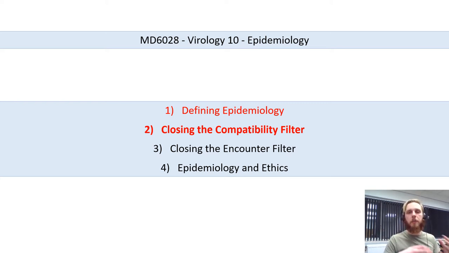So firstly, we're going to be talking about this compatibility filter and the different strategies that we can use to close this compatibility filter. And again, by closing the compatibility filter, what we mean is by making more individuals incompatible with the virus, and this is the idea, again, by making more individuals incompatible, reducing the number of infections and lowering the R number.